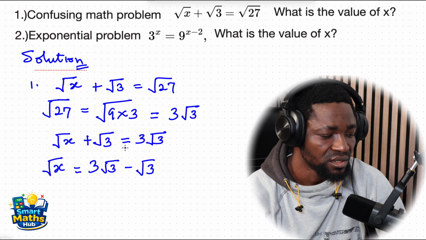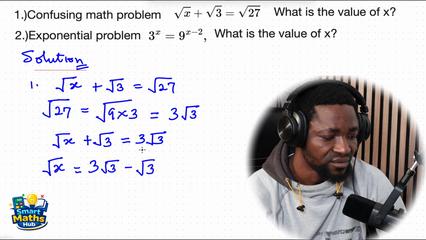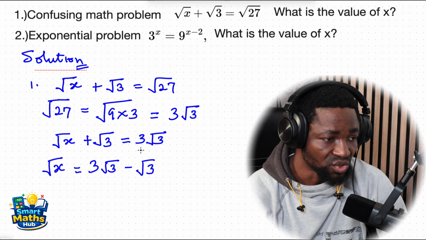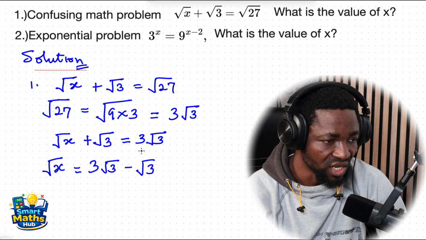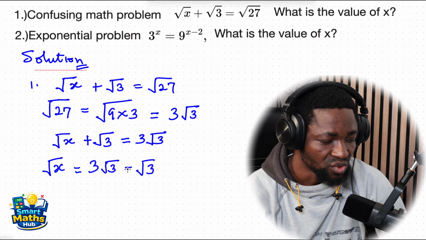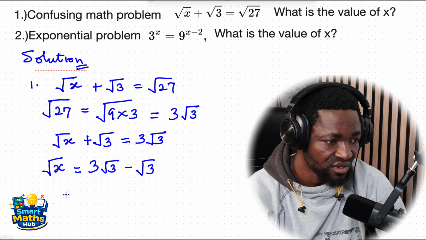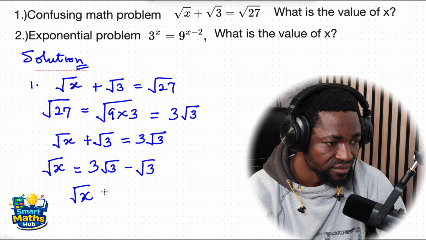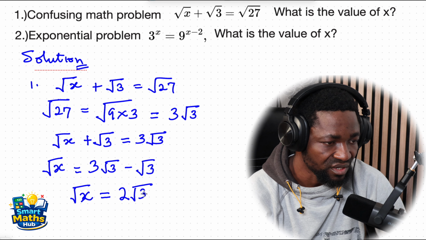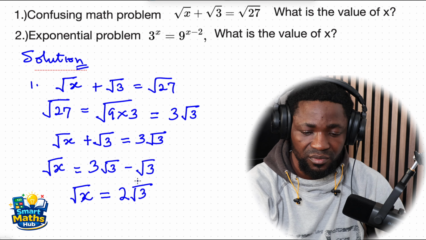After that, the next thing to do is to factor square root of 3. When you factor square root of 3, you have square root of x equals 2 square root of 3.